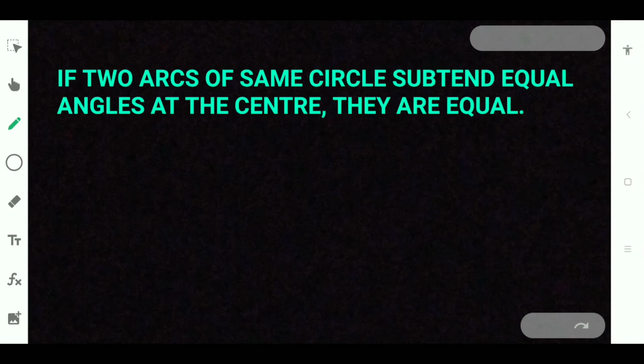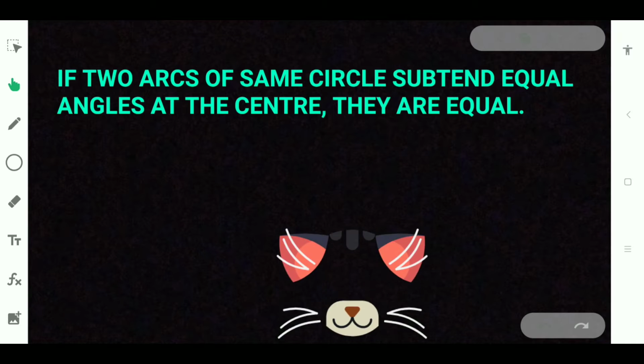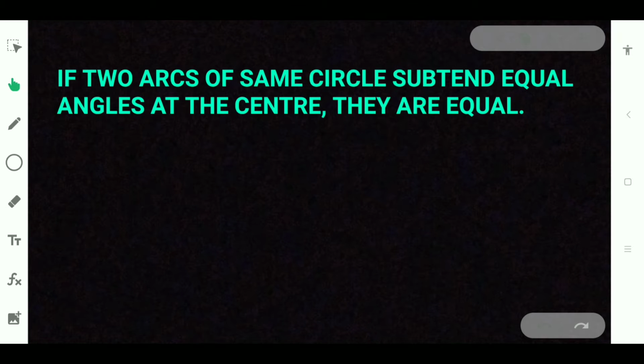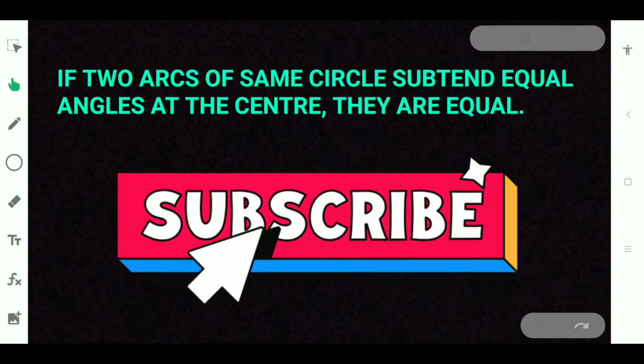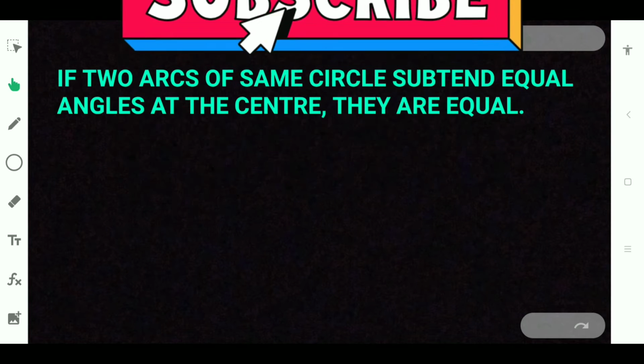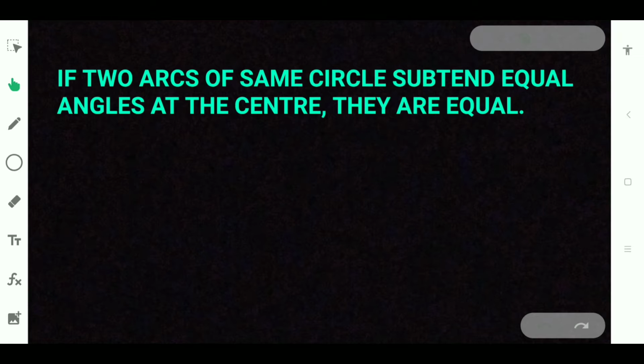Now let us go to the first theorem that's on your screen. Just have a look at it. If two arcs of the same circle subtend equal angles at the center, they are equal. So what does it mean?